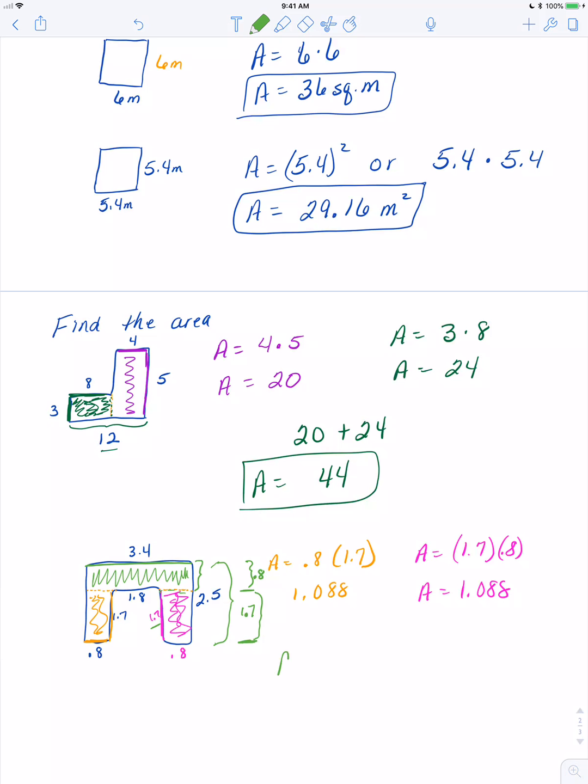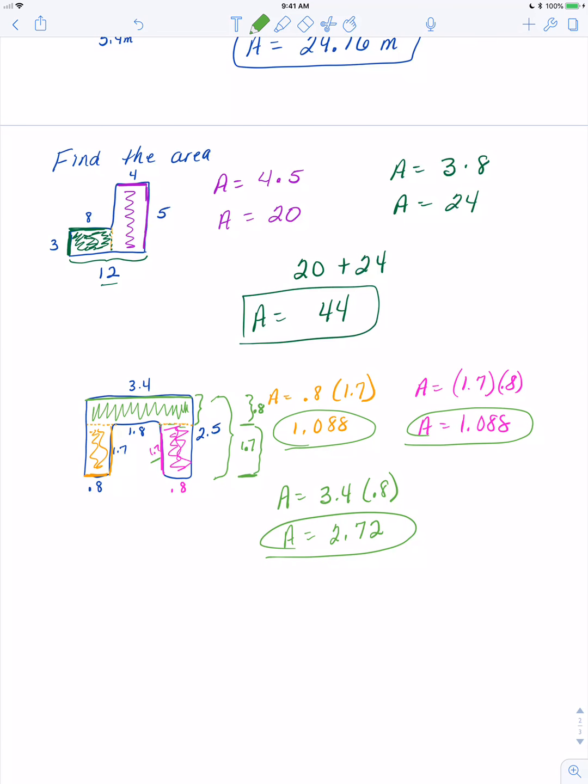So then for that green section up there, we've got 3.4 times the 0.8. So a lot of times you have to sort of use a little manipulation, try to figure out some of those. And I got 2.72/100ths. So now we need to add all of these up to get the total area of the shape. So that, let's go back to our blue. Total area of the figure then plus 2.72.